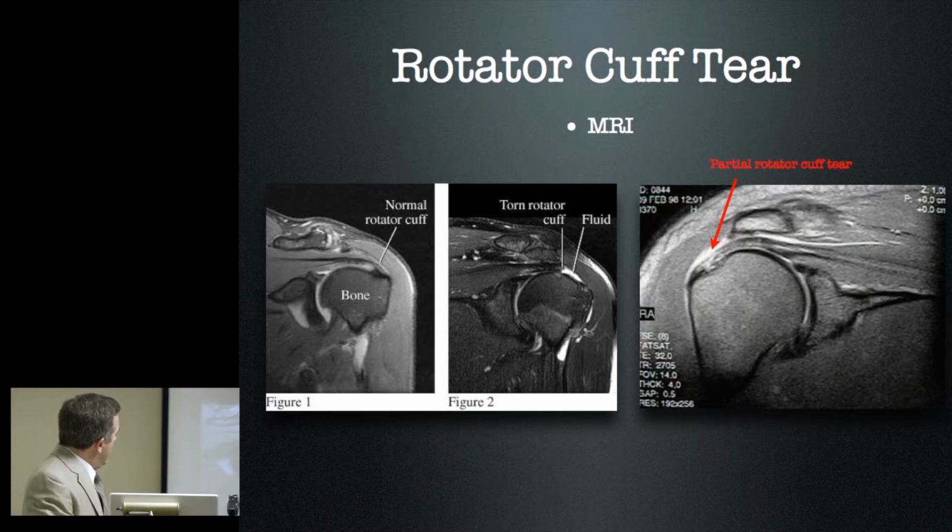This is a normal MRI. There's the rotator cuff muscle. That's gray. This black is the tendon. It's attaching right there normally. This little white fluid, that's the bursa. This is the joint down here.